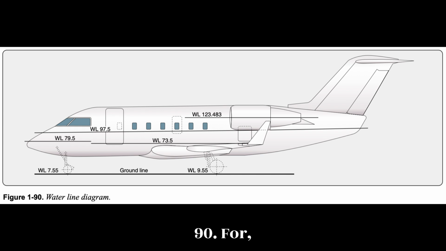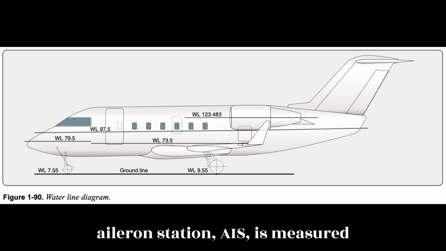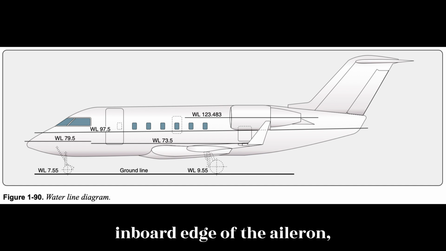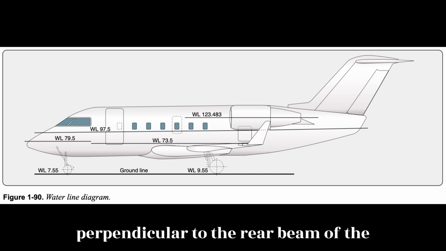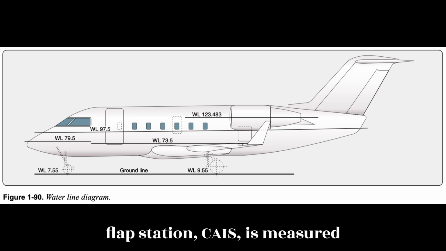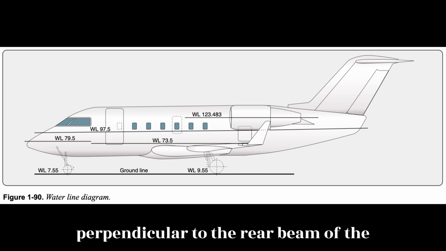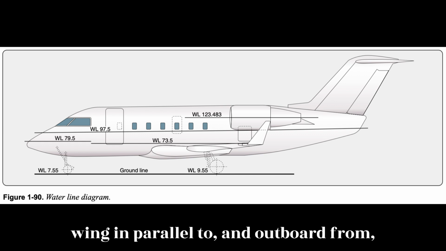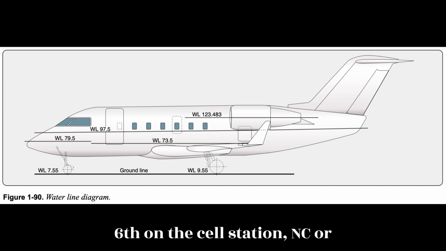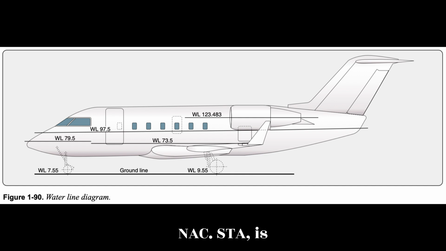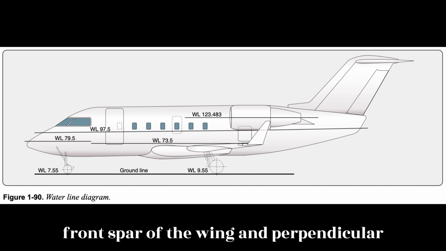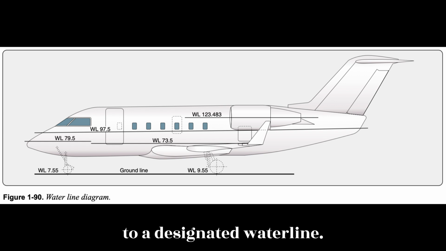Figure 190. 4. Aileron station, AS, is measured outboard from and parallel to the inboard edge of the aileron, perpendicular to the rear beam of the wing. 5. Flap station, FS, is measured perpendicular to the rear beam of the wing and parallel to and outboard from the inboard edge of the flap. 6. A nacelle station, NC or NAC STA, is measured either forward of or behind the front spar of the wing and perpendicular to a designated waterline.